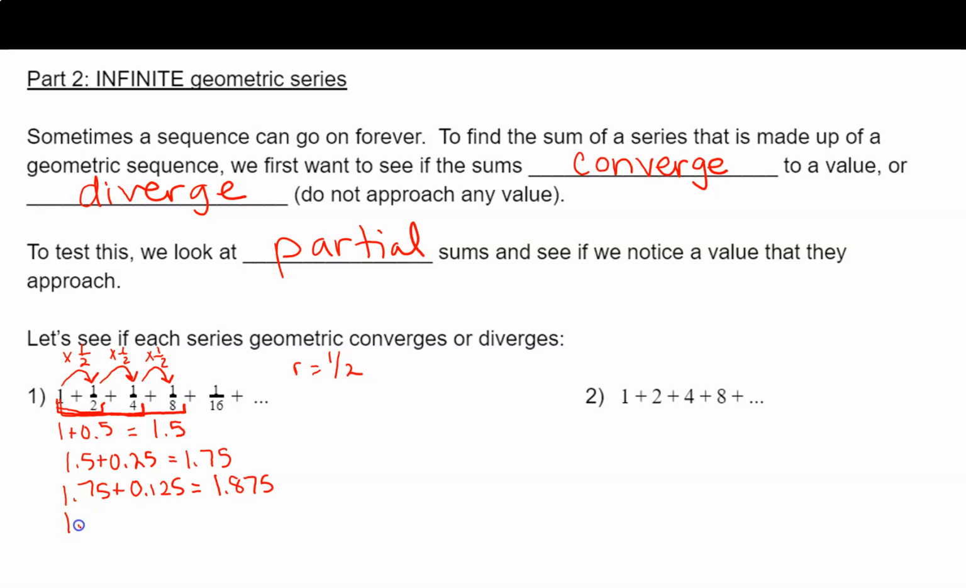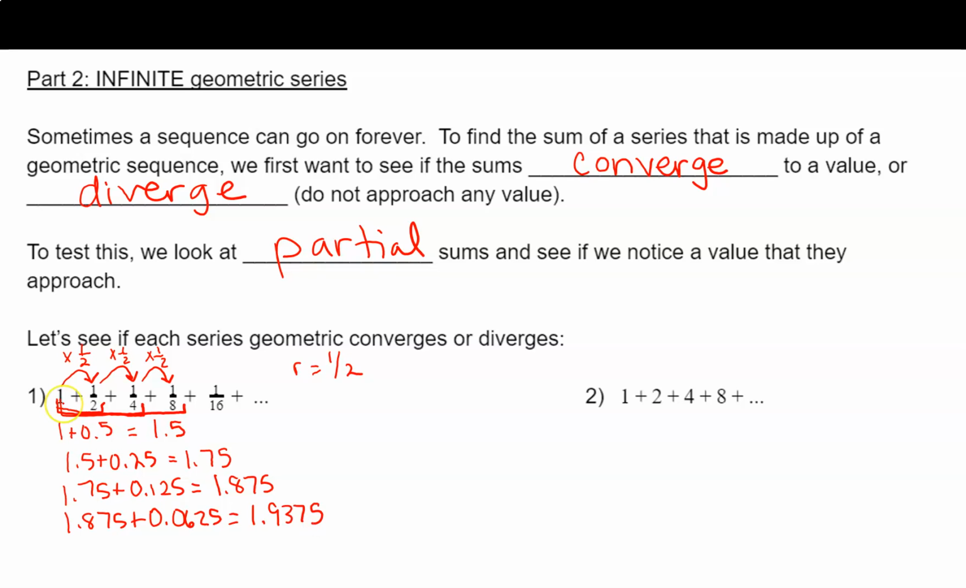Now we're going to take that 1.875 and let's add 1/16. 1 divided by 16 is 0.0625. If I add that to 1.875, we're going to get 1.9375. Let's see what we observe.